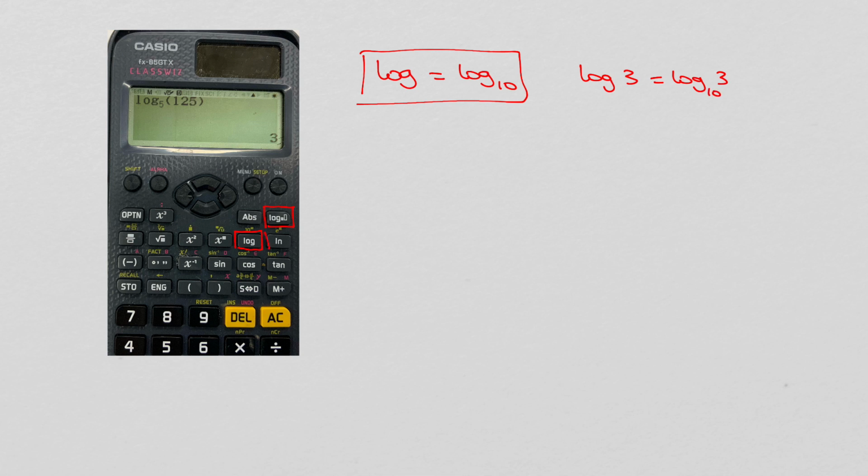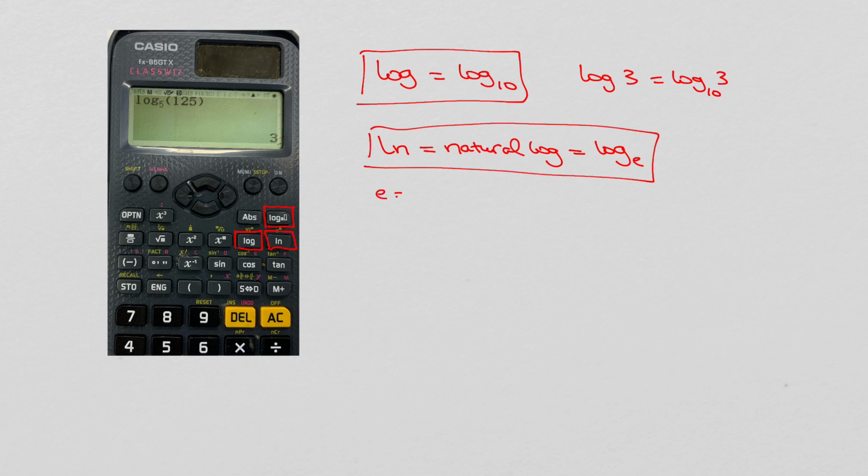If I look at the button to the right of that, it looks like the word in, but it's actually ln, and ln stands for natural log. Natural log is basically log to the base e, where e is known as Euler's number. This is an irrational number, which is a bit like pi. It's 2.71828, and it keeps going. If I'm rounding that to 2 decimal places, that would be 2.72.